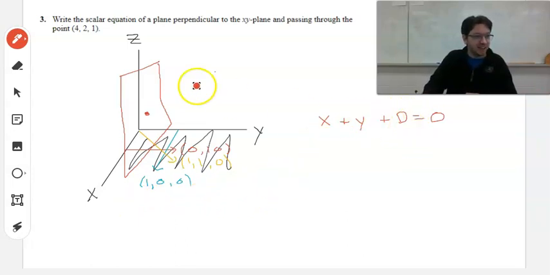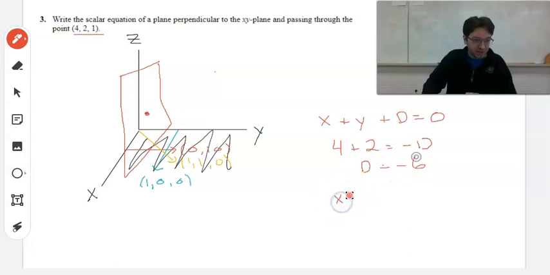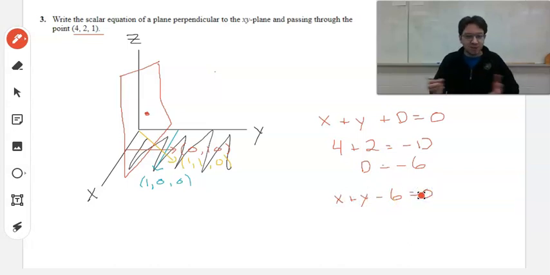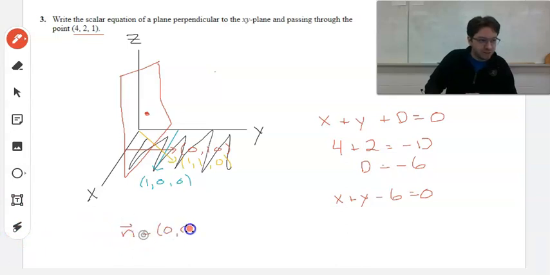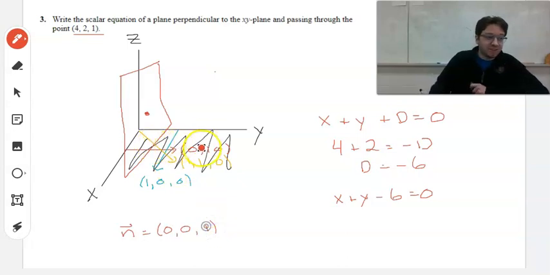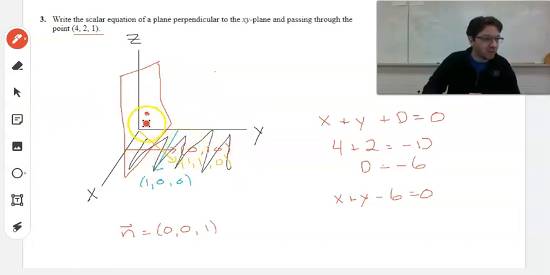So now to solve for d, I use the point. And so it would be 4 plus 2 equals negative d, so d equals negative 6. And our plane then, for one possible plane, is x plus y minus 6 equals 0. Now you said, what about this vector, 0, 0, 1? Now that vector is going to be normal to the xy plane.